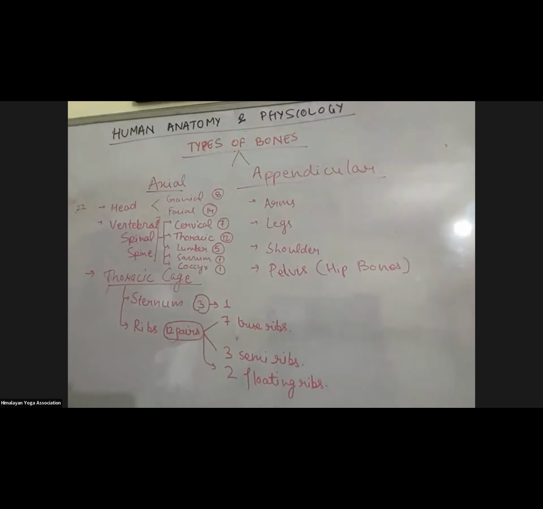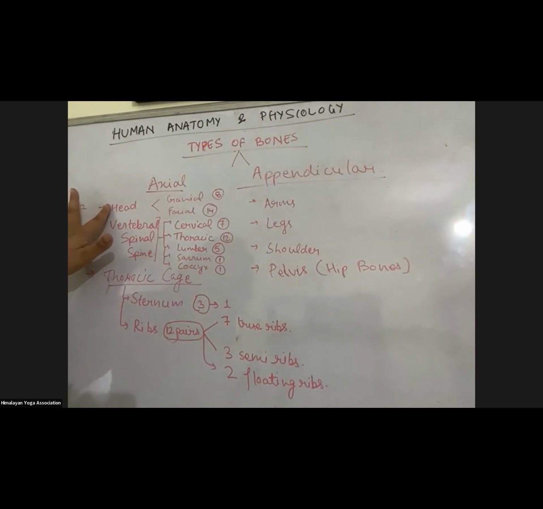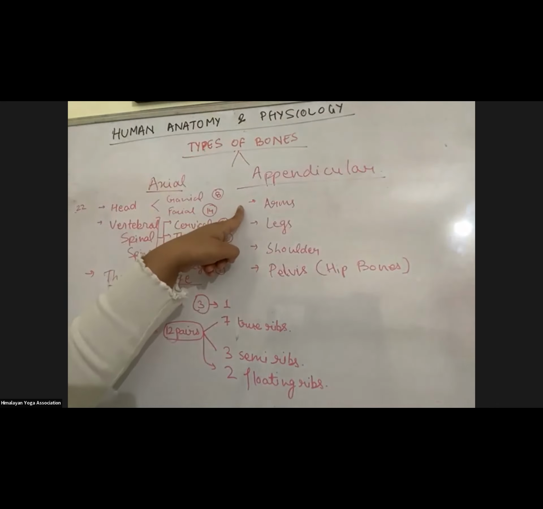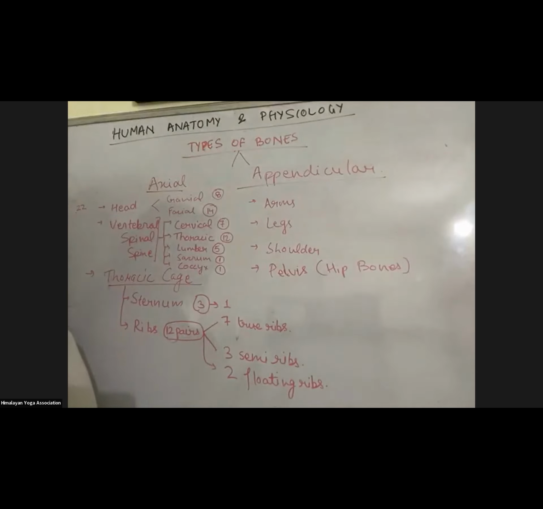Okay. So what happens? We have so many bones in our body. I've shown you in the diagram. They are divided into two parts, that is axial and appendicular. Axial has all the bones in the head, vertebral column, and thoracic cage. We'll see them in good, nice diagrams also. Then we have appendicular. In appendicular, we have arms, legs, shoulder, and pelvis. Basically, appendicular is composed of the limbs, and axial is composed of the torso and head. Okay, you understand? This is torso.